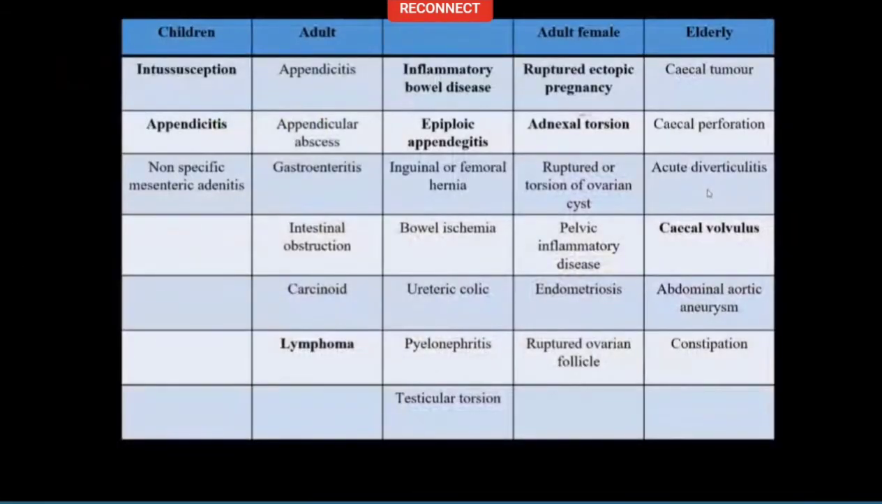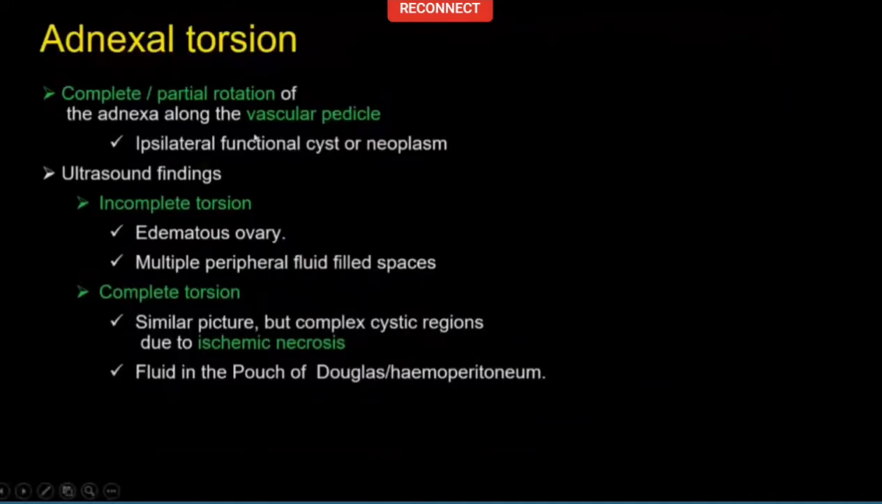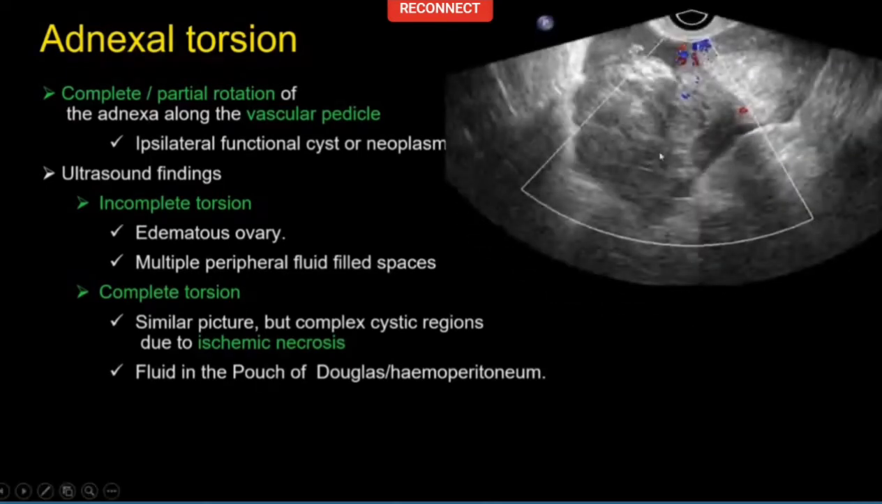The second in line, we have the adnexal torsion. The adnexal torsion might be a complete or a partial rotation of the adnexa along the vascular pedicle. It is usually ipsilateral. You need to remember two things: it might be an incomplete torsion, it might be a complete torsion. Here you have an ultrasound image which is showing a mass lesion in the right adnexa.